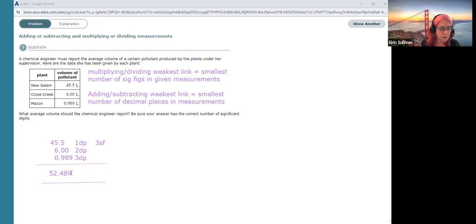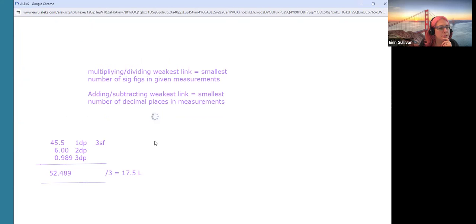So I would be rounding to 1 decimal place, because that is the smallest number of decimal places. Oh, and I've got to divide by 3 as well, because it's an average. Divided by 3, that's 17.496 and so on. So if I've got to get it to 1 decimal place, that's 17.5 liters.